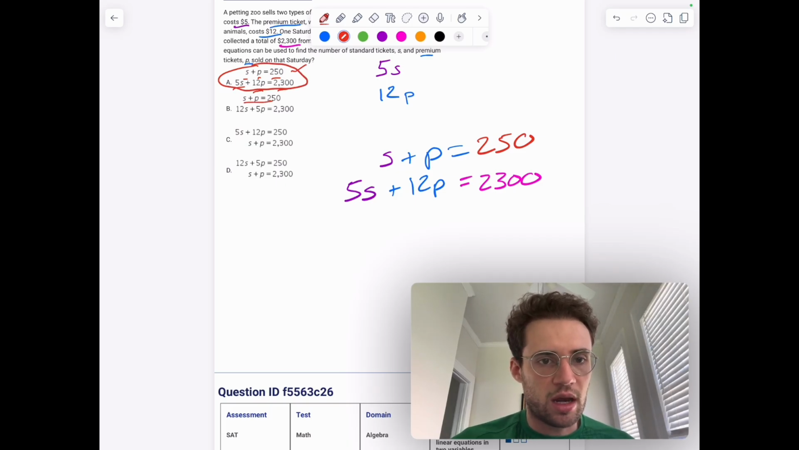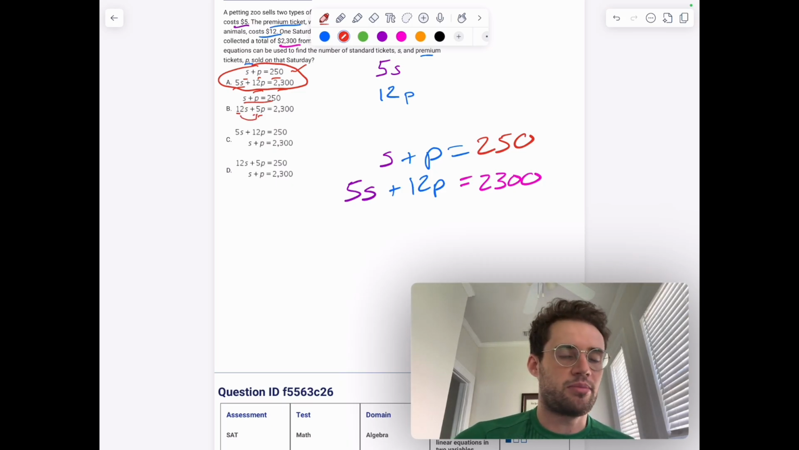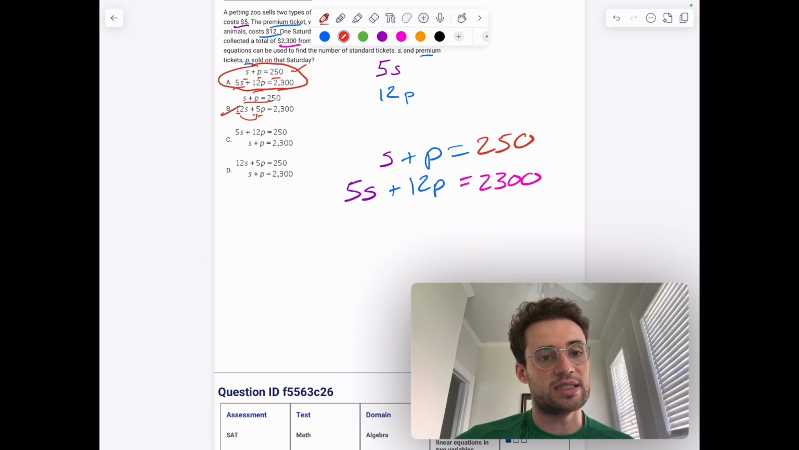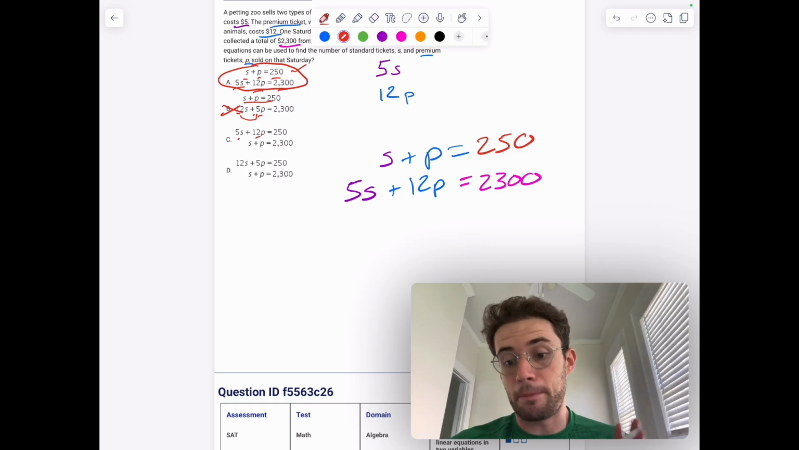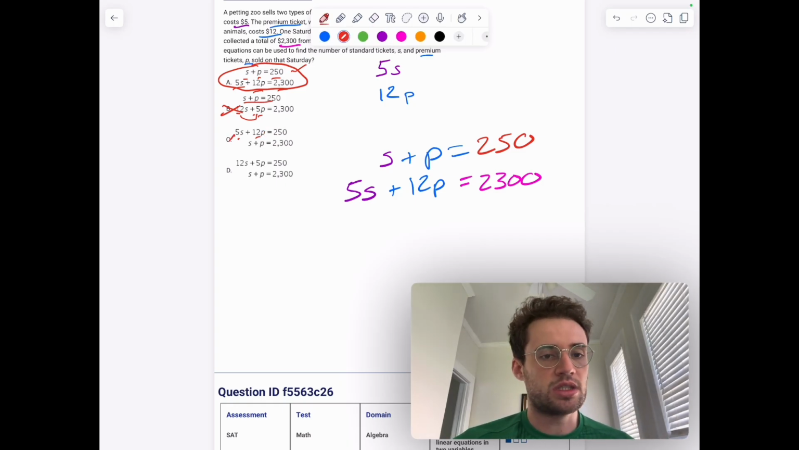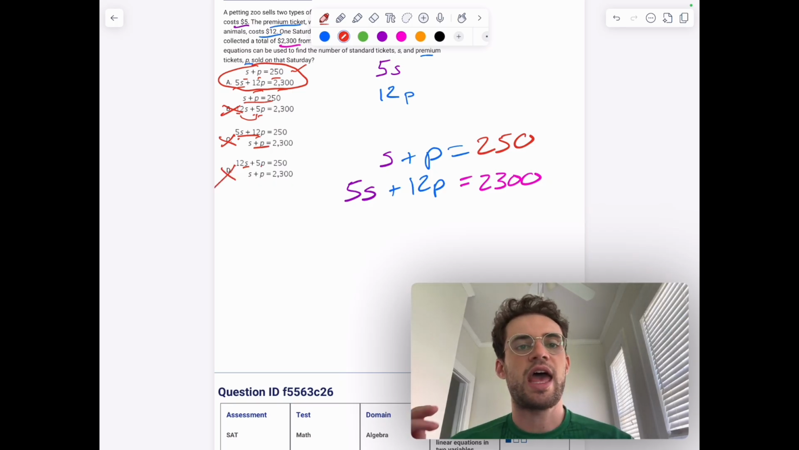We want to look at the other ones. They had the first equation right, but they switched the prices. So they did the price of the standard ticket, they put that as the coefficient on P, and they put the price for the premium ticket as the coefficient for S. That's incorrect. Here, they multiplied the 5 and the 12 in the first equation, not the second one. Remember, 250 is just the number of tickets. So you shouldn't be multiplying by the price there. The price is not a factor in the number of tickets. It's just adding up S and P. So they basically switched the left sides of these. And then down here, they still had it wrong where they're multiplying the prices, but they also multiplied the wrong prices. So D is just wrong for a lot of reasons. A is the correct answer there.